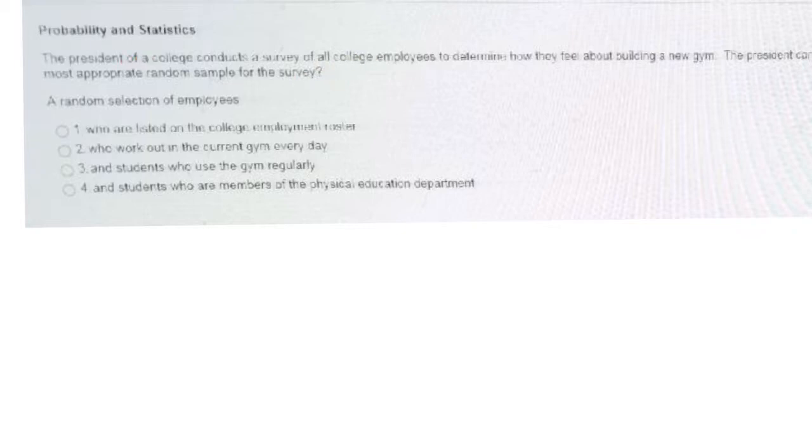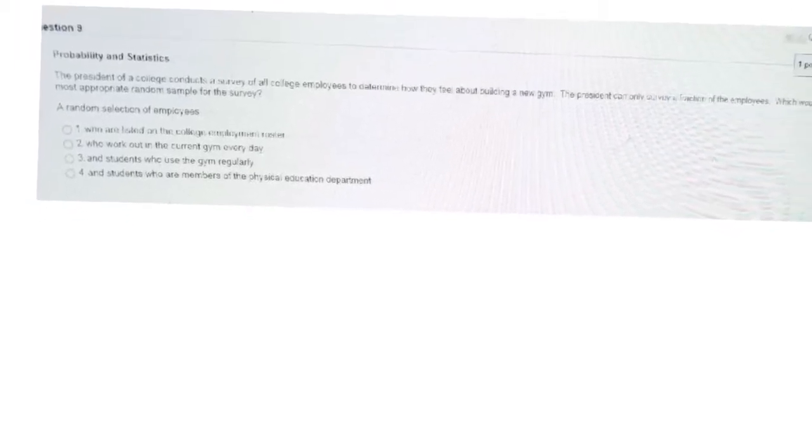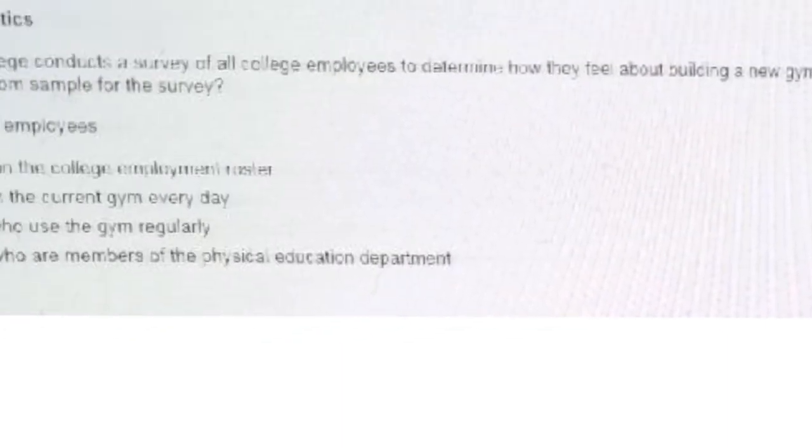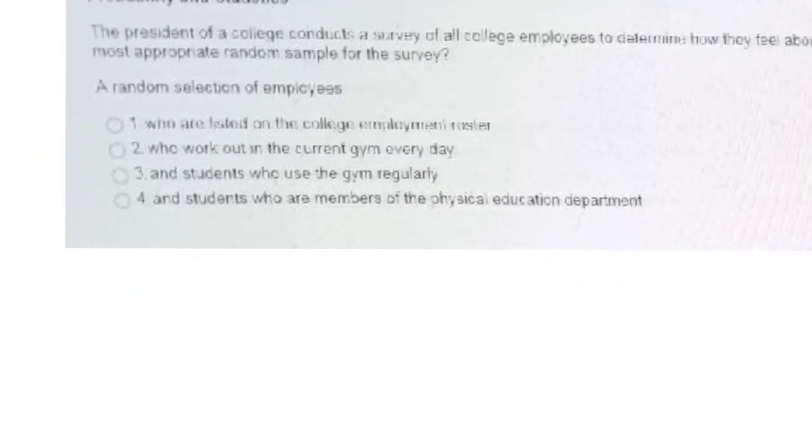But the college president wants to pick enough of a group of college employees such that whatever that sample is will hopefully be representative of the total college employees, right? And the best way to avoid bias is to pick randomly from college employees. And there's multiple ways of picking random samples. So let's investigate these answer choices, but first let's once again get clear about what is being asked. Which would constitute the most appropriate random sample for the survey?